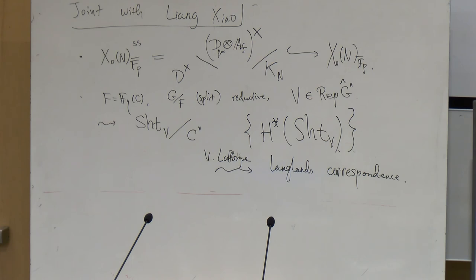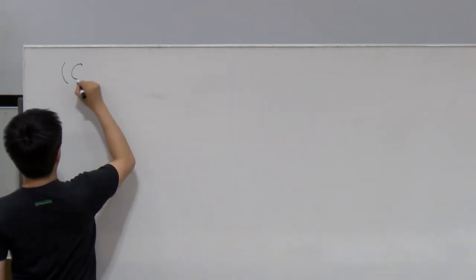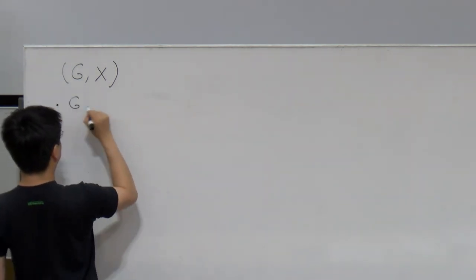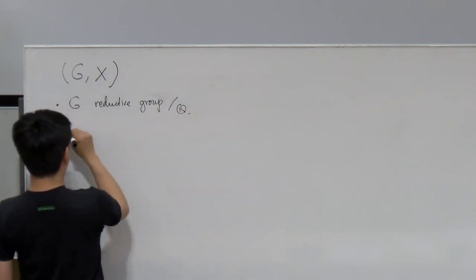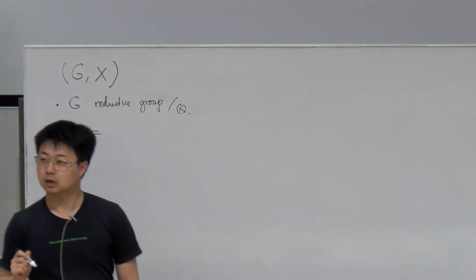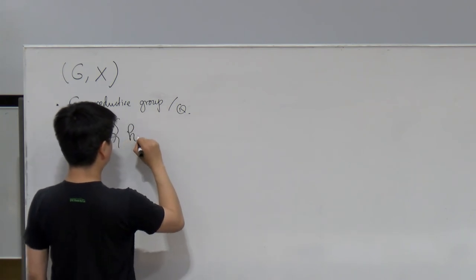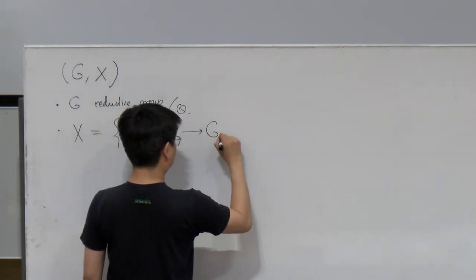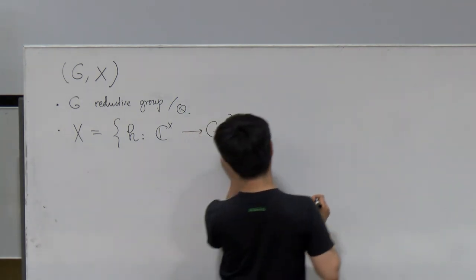So I think it would be best first to explain some conjectural description of this cohomology. We will start from the so-called Shimura data, where G is a reductive group over Q, and X is a conjugacy class of homomorphisms from the group C star to G_R, satisfying certain properties, which I will not mention in this talk.